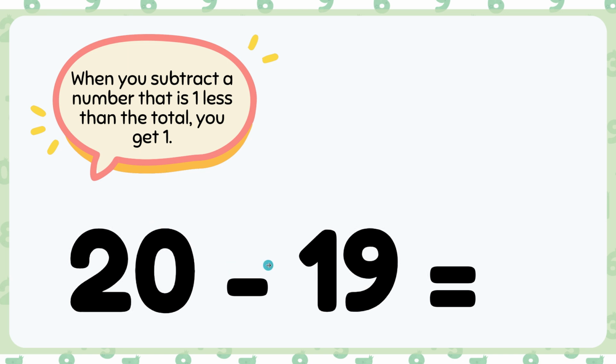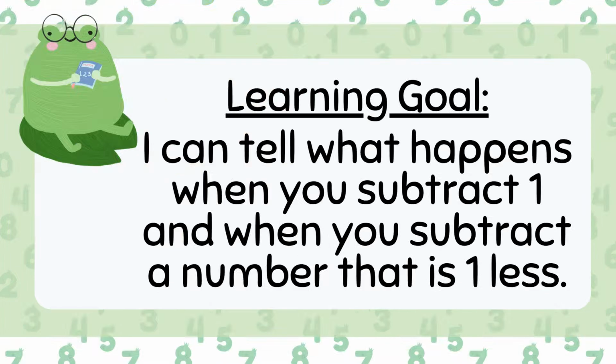Oh, whoa, biggies. 19 is 1 less than 20. So what's our answer going to be? Yeah, 1. Because we figured out that every time you subtract a number that is 1 less than the total, you're going to get 1. Oh my goodness, this is perfect. This is so great. Our learning goal for today says, I can tell what happens when you subtract 1 and when you subtract a number that is 1 less. That's exactly what we worked on today, and our number path was super helpful in solving these problems.